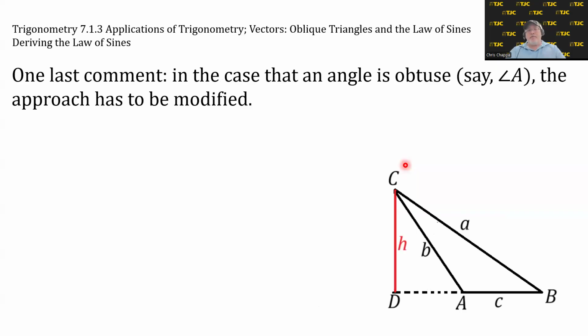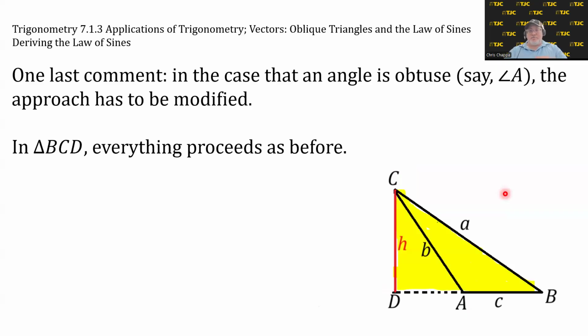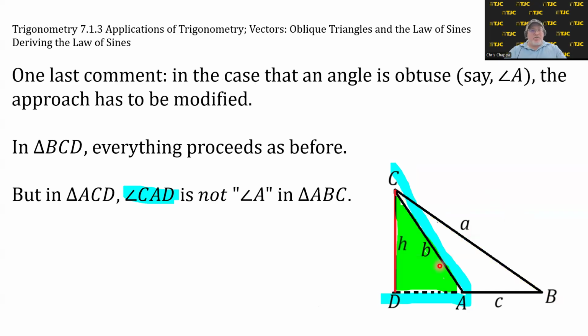One last comment. In the case that an angle is obtuse, let's say angle A, the approach does have to be modified because side CD is on the exterior of the triangle. Now, this is pretty tricky to follow, but I think you can do it. In triangle BCD, everything proceeds as before. Sine of B is H over A. But in triangle ACD, notice that angle CAD, this angle in the green triangle, is not an angle in the original ABC triangle. It's what's called an exterior angle for the triangle.